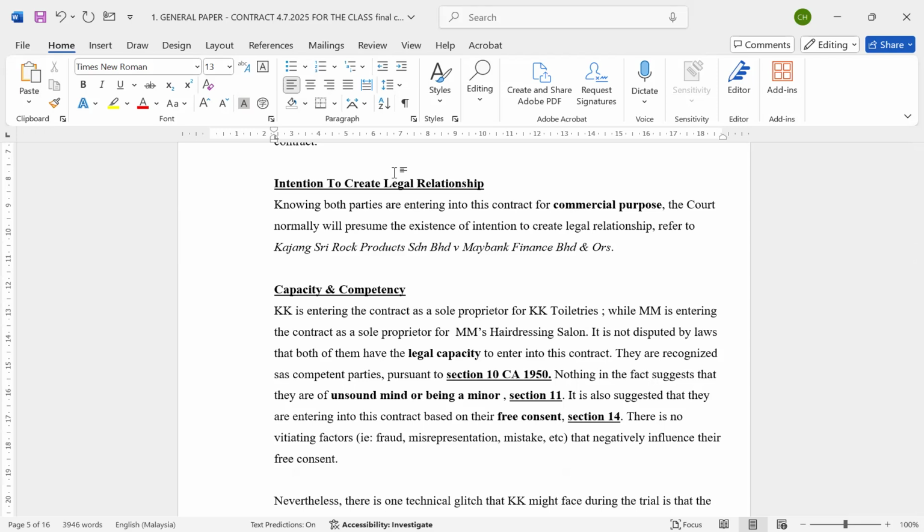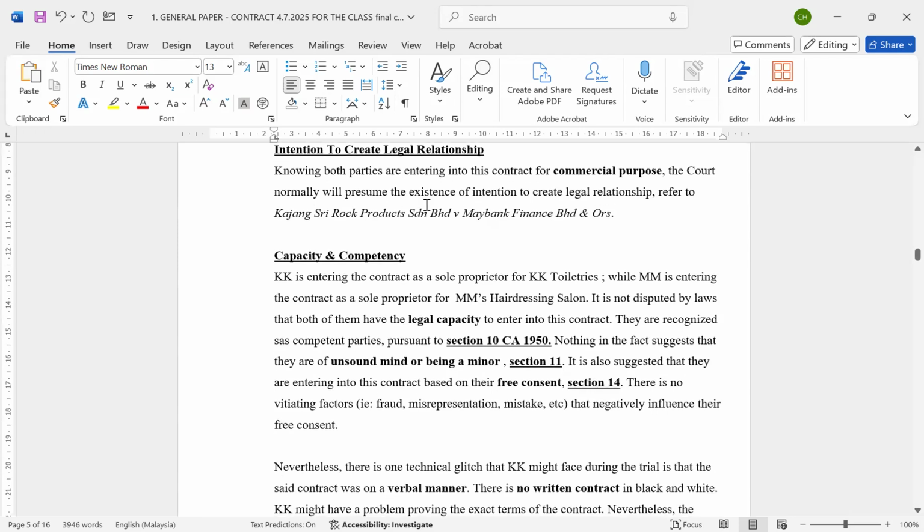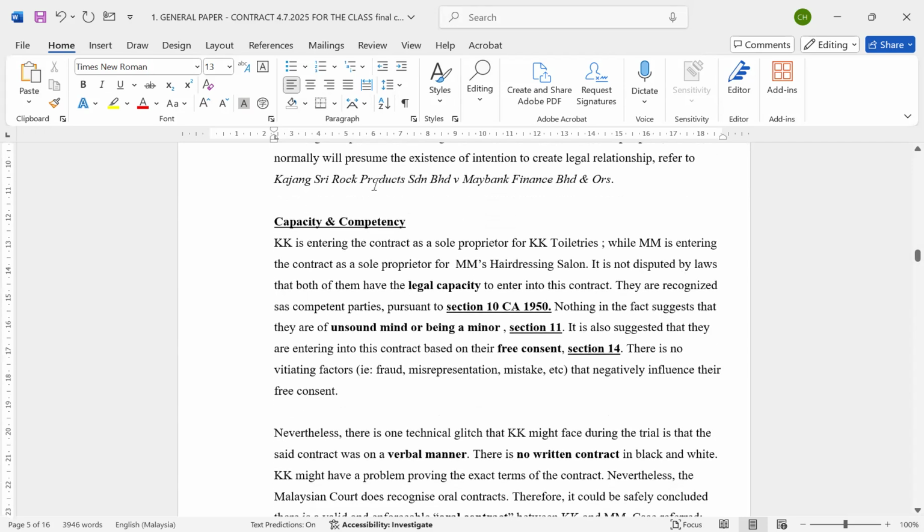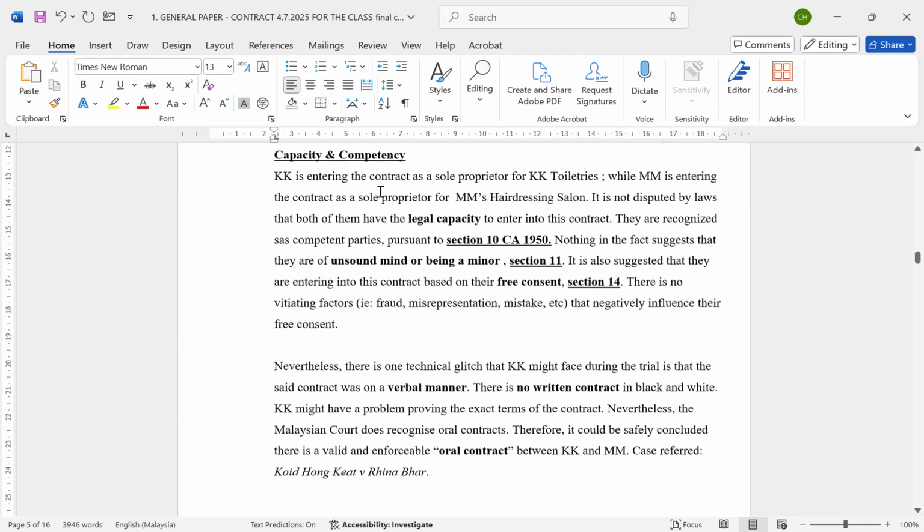That is business deal. So normally, the court will presume any type of relationship other than domestic relationship will presume the existence of intention to create legal relationship. So you can use the Kajang Sri Rock products against Maybank case, but you do not need to elaborate further because you need to move on already.